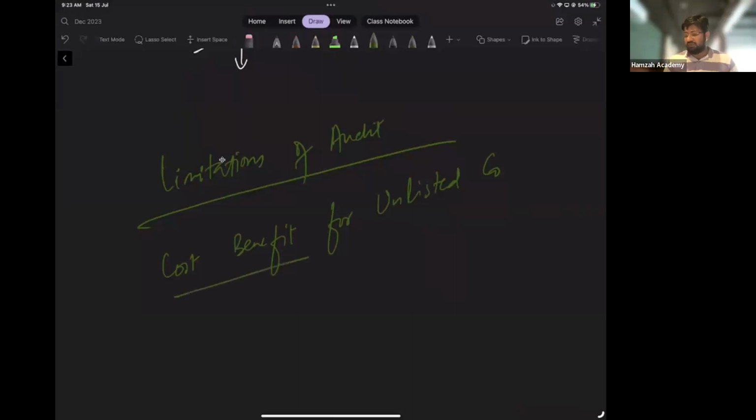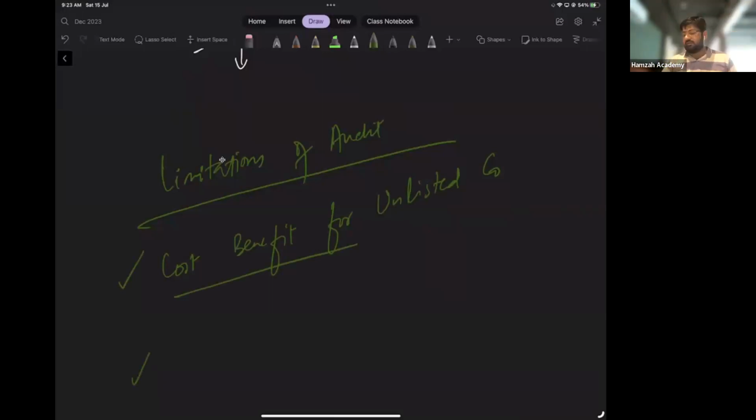So the benefit is low because cost is high. That is the first thing. But for those companies for which there is legal compliance, they have to conduct audit.